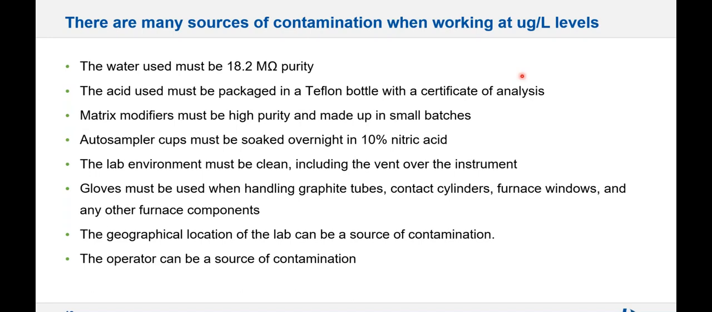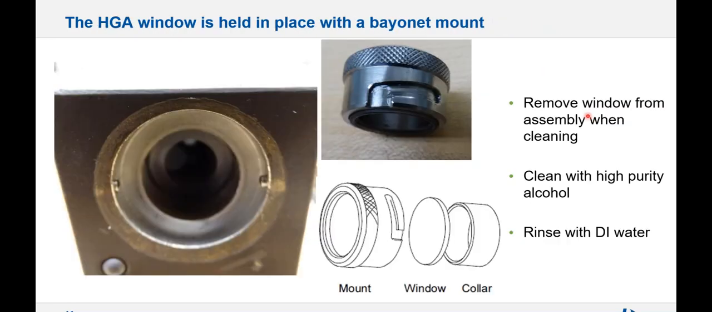And the environment that you're working in also is very important. You want to make sure the vent over the instrument is not a source of contamination. Some people will even cover the furnace when it's not in use. You should use gloves when handling graphite tubes, contact cylinders, windows, and any other furnace components. And the geographical location could be a source of contamination. If you're looking at sodium and you're near the ocean, that could be an issue. And of course, the operator could also be a source of contamination.